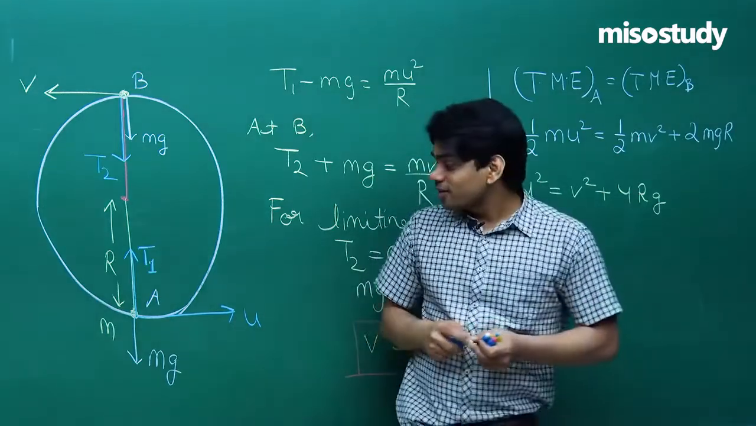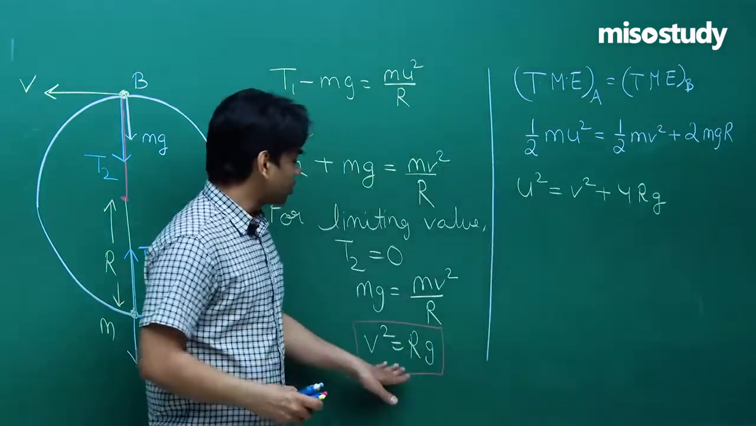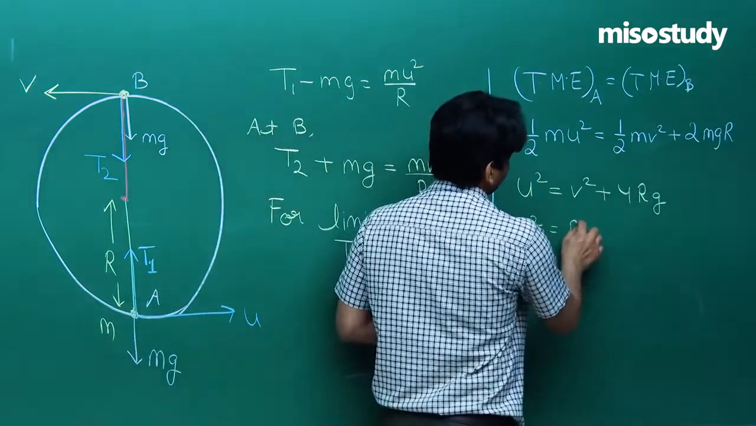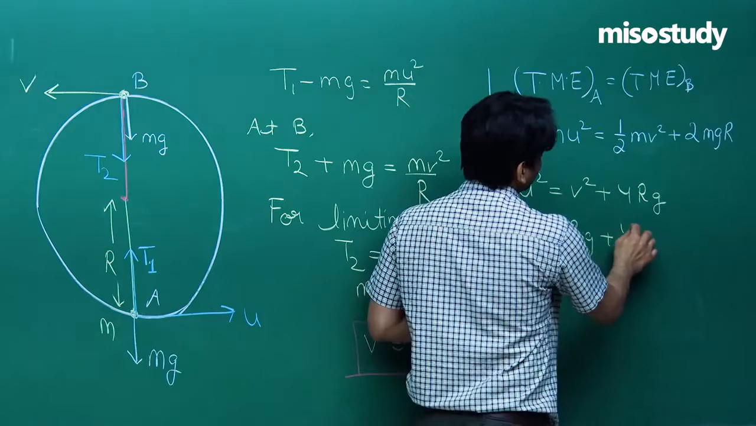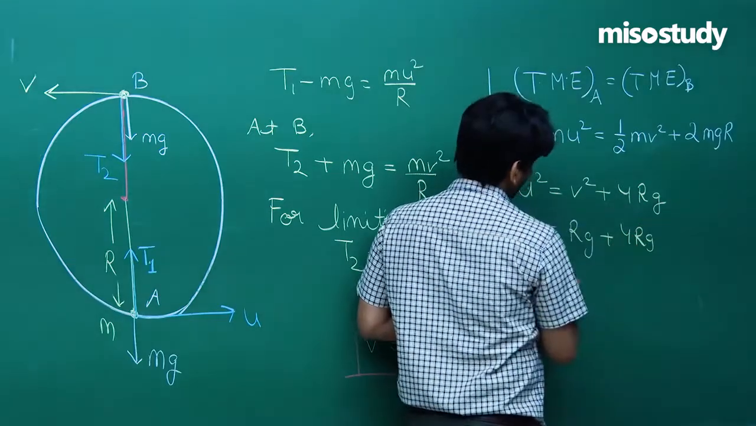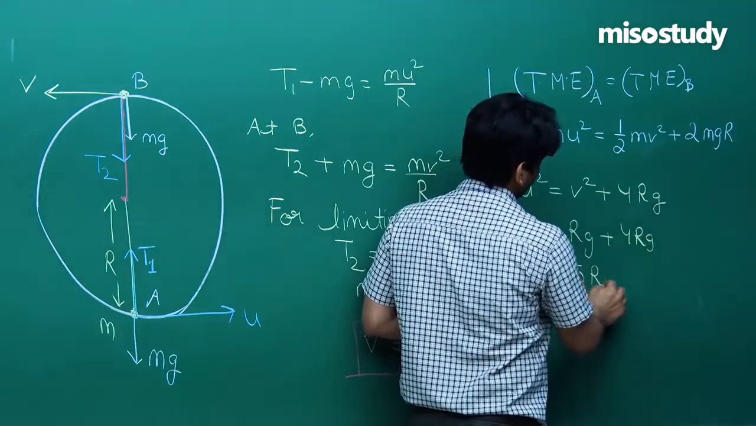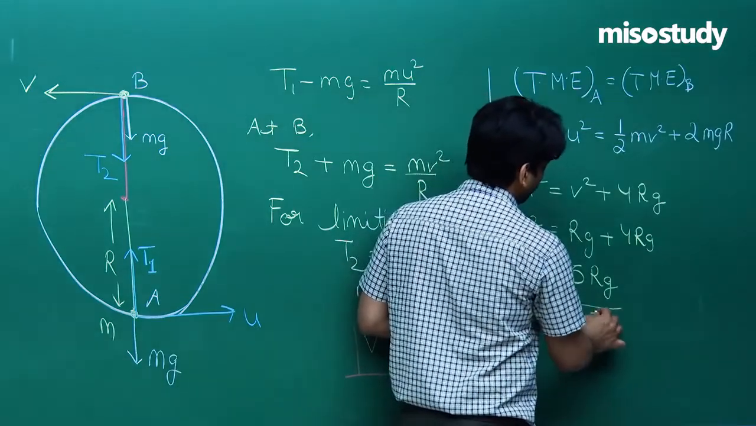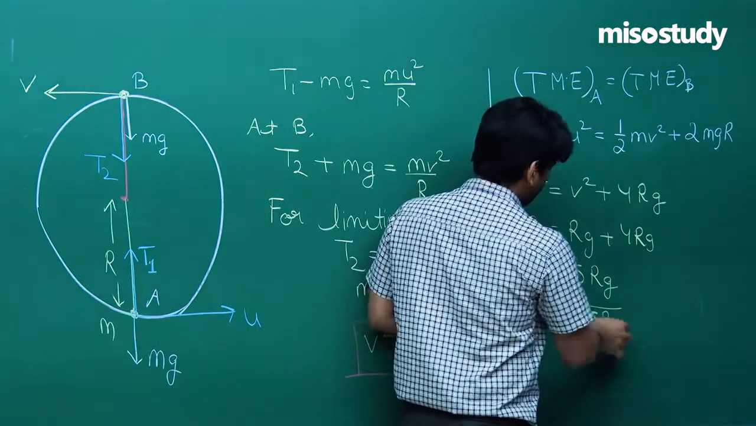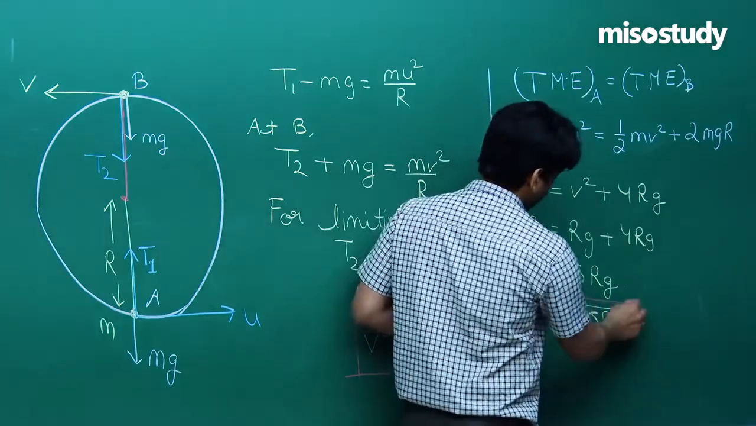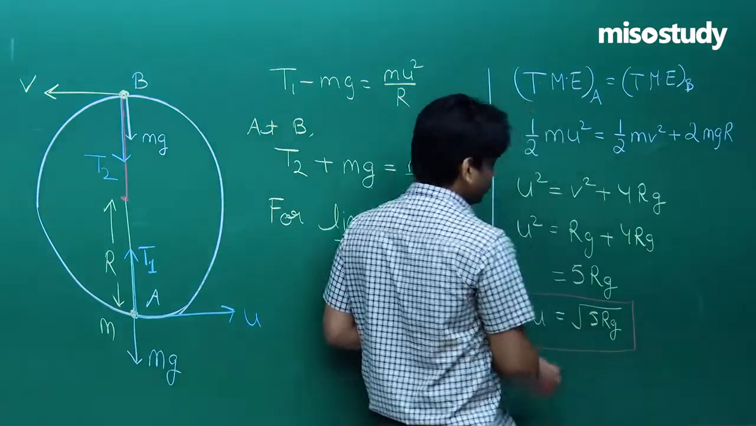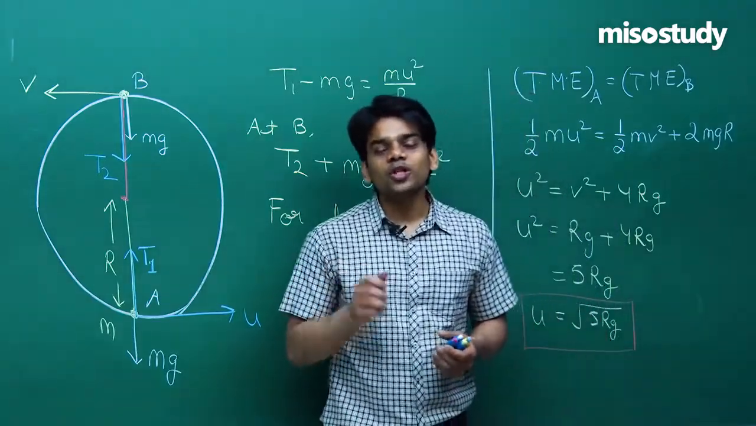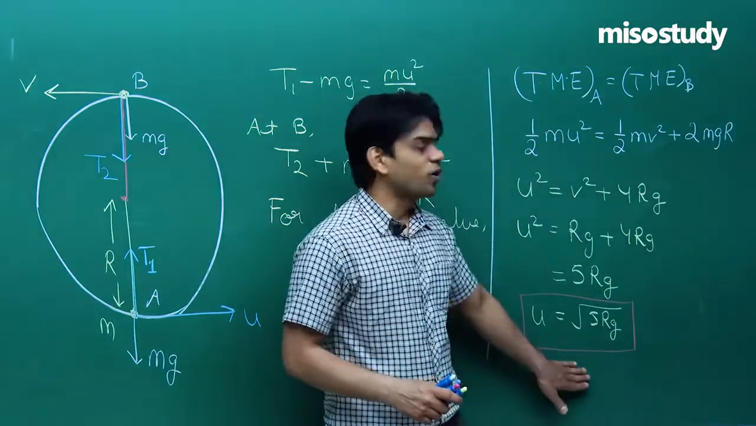Now v square we have already evaluated, v square equal to rg, put it here, u square is equal to rg plus 4 rg. You will be obtaining u square as 5 rg, and u will come out to be under root 5 rg. That means for the limiting value, for the body to just reach the highest point and complete the circle, you have to throw the body with a minimum velocity equal to under root 5 rg.